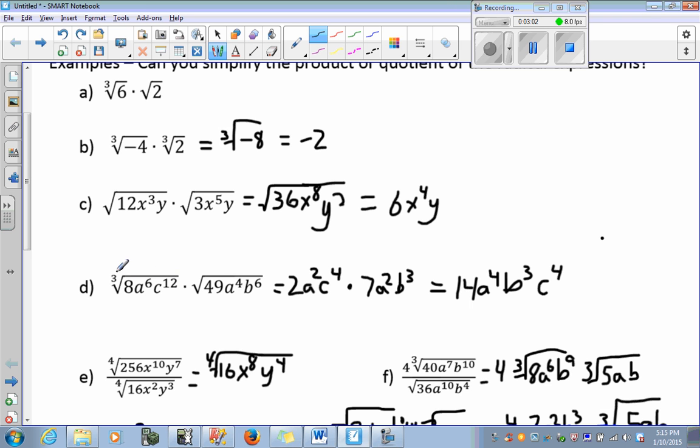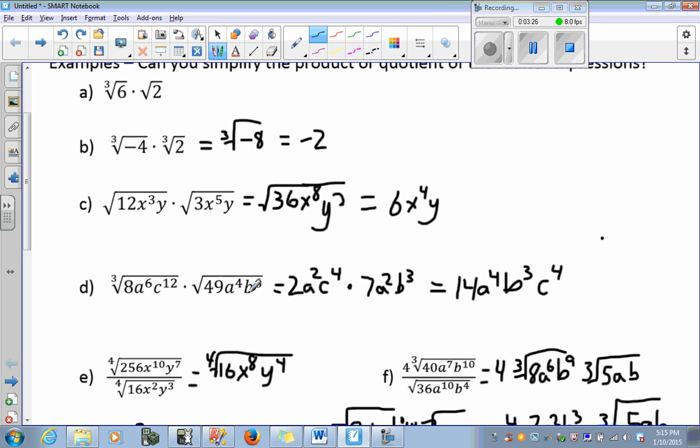For example, let's start with the cube root of 8a to the 6th c to the 12th. Now, the cube root of 8 is 2. The cube root of a to the 6th is basically a to the 6 over 3, which is simply a squared. And then the cube root of c to the 12th is basically c to the 12 over 3, which is c to the 4th. So we've taken this and broken it down to be 2a squared c to the 4th.